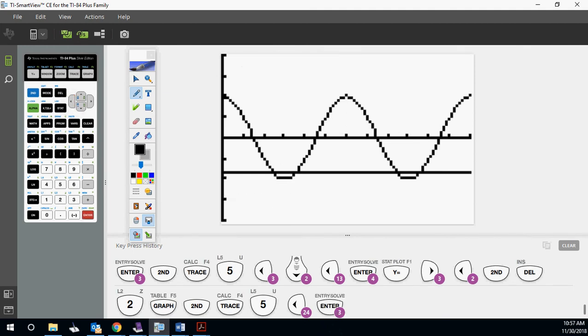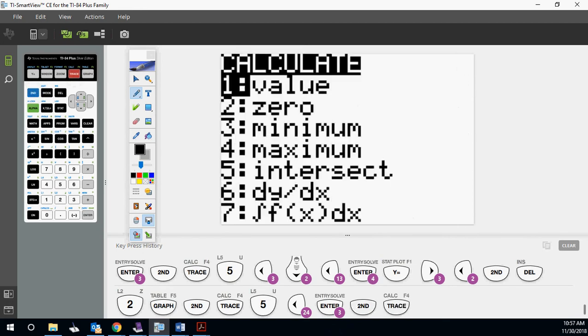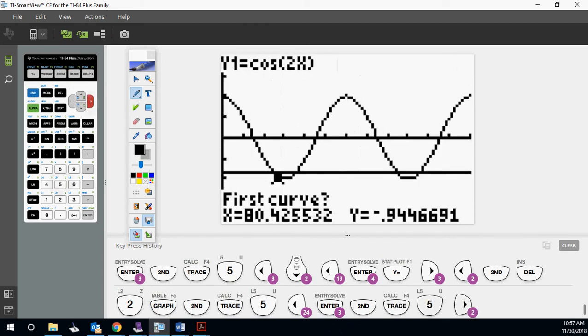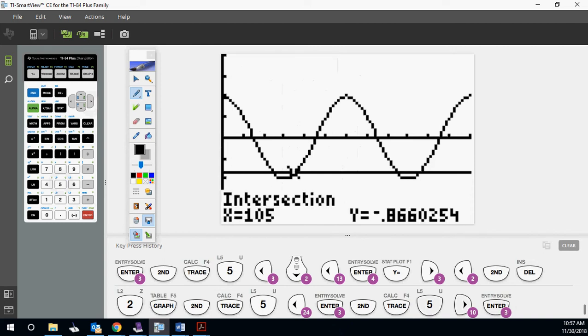Enter, enter, enter. The first one is 75. I kept the window at 0 to 360 by 30s for x, and kept the y the same. Second trace, intersect. Let's find the second one. The second one right here is 105. So 75 and 105. If you want to write those down, 255 and 285 are the other two.